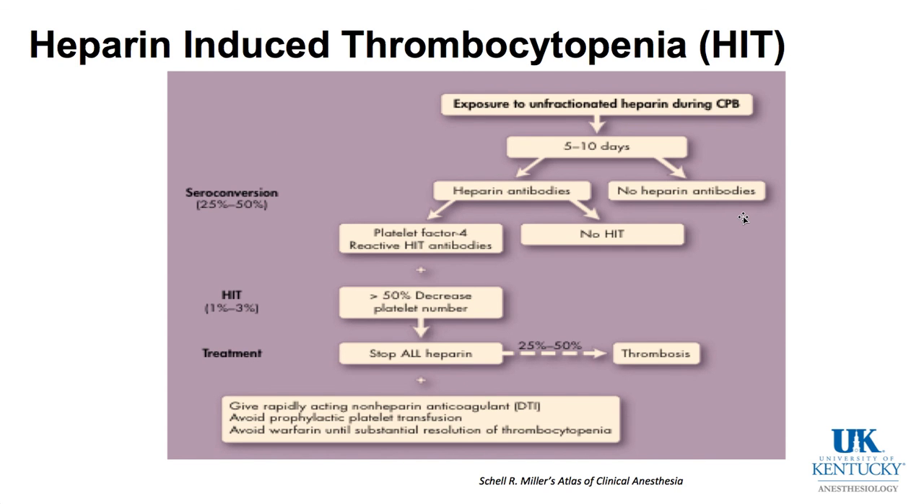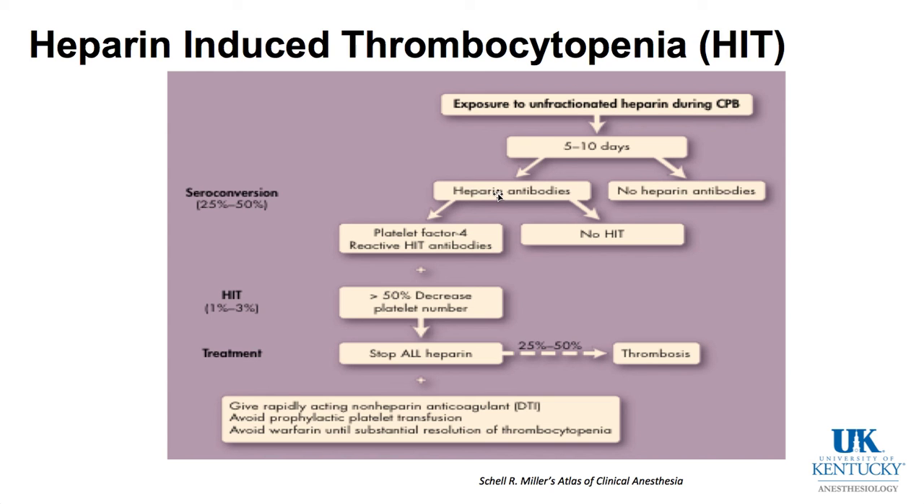The next topic is HIT, or heparin-induced thrombocytopenia. Unfractionated heparin is given during bypass to prolong ACTs, usually up into the 480 or so second range or more. And when you are exposed to unfractionated heparin during bypass, a large number of patients, 25 to 50% of them, will seroconvert, meaning that their body sees the heparin and says, aha, this is foreign material, I'm going to produce some antibodies, and they will produce those antibodies.